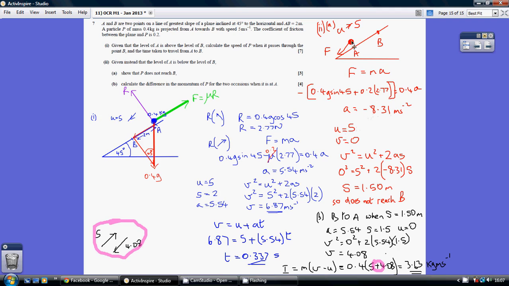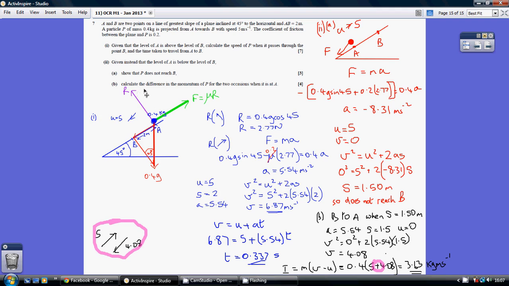U is still 5. We're travelling up the hill until we stop, so we know v is going to be 0. So v squared equals u squared plus 2as allows me to work out the distance I travel up the slope before I stop. This is actually only 1.50 meters, not the 2 meters between A and B, hence why I do not reach B.